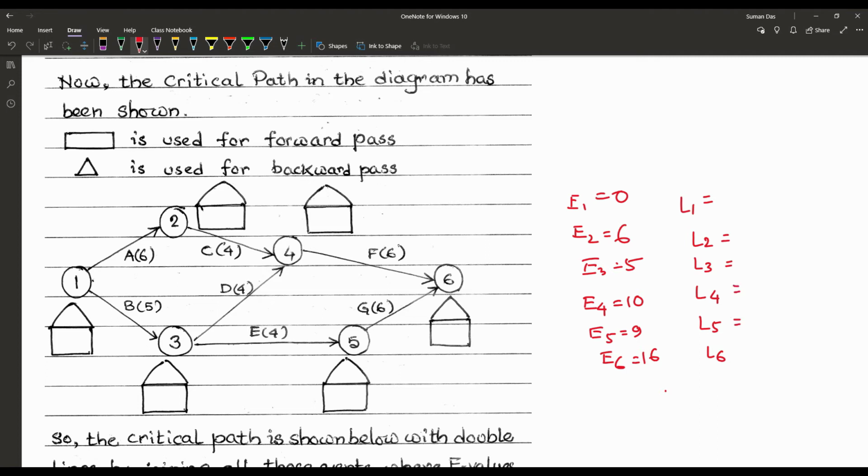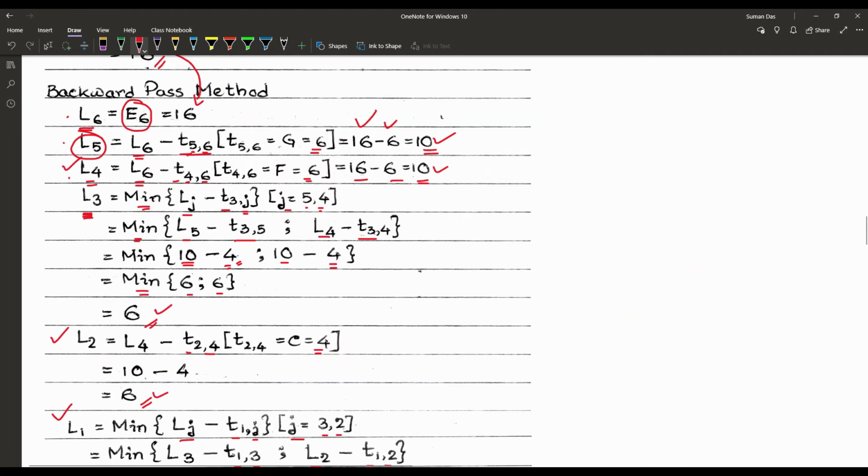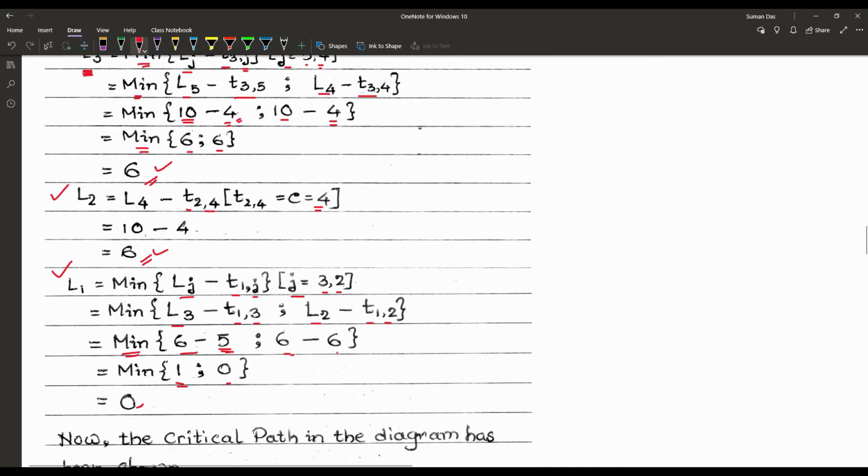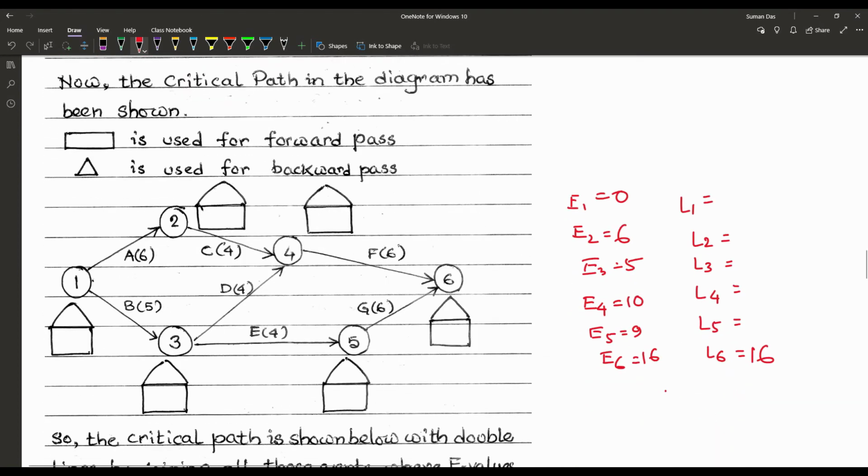Now we already know that L6 must be 16. So L5 is equal to 10, L4 is equal to 10. So 10, 10, 6, 6 and 0. Now look at the diagram once again. Using the rectangular form, we are using the forward pass, and using the triangular form, we are using the backward pass. So we are starting from node 1 and using the forward pass.